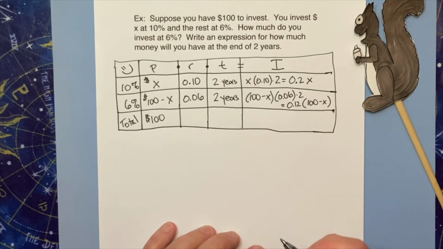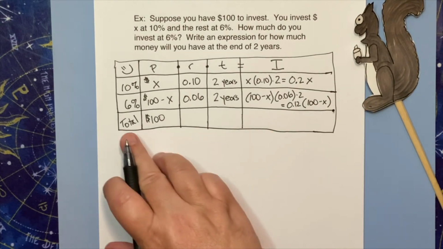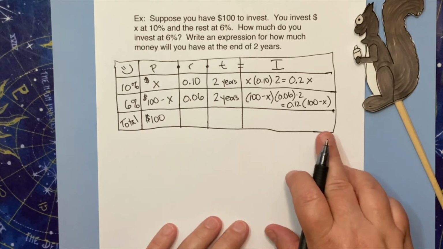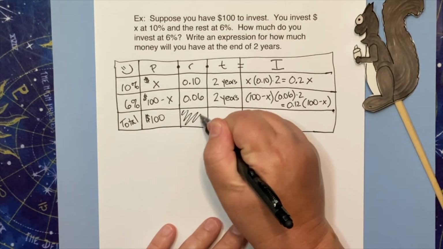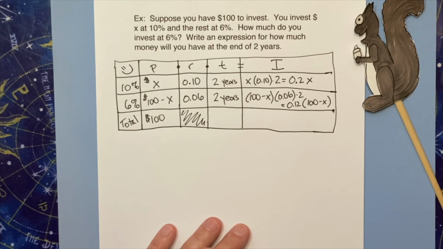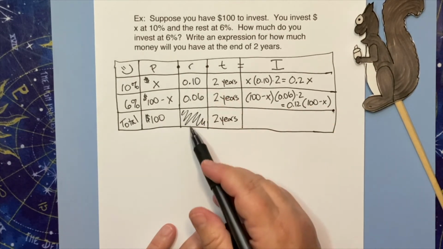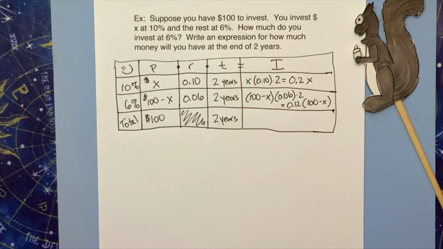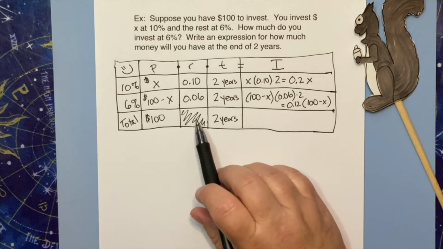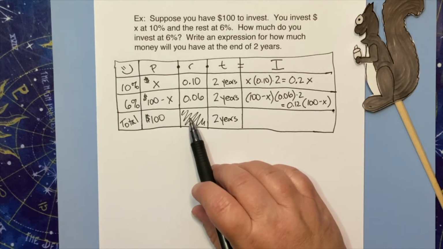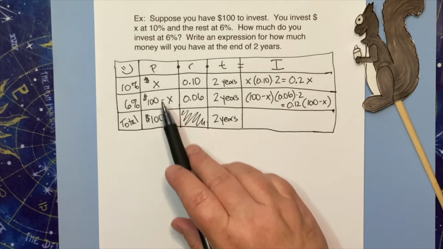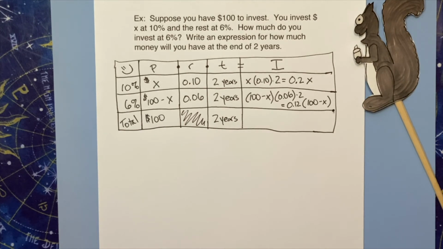I'll simplify it later. For the total, we don't really have an interest rate because there are 2 different interest rates. We do know it went 2 years, but because we don't have an overarching interest rate, which, by the way, if you're curious, there are ways to come up with an average interest rate given what we've done here, but it takes a little bit more work. But if you're curious, definitely talk to me about that. We can work it out.